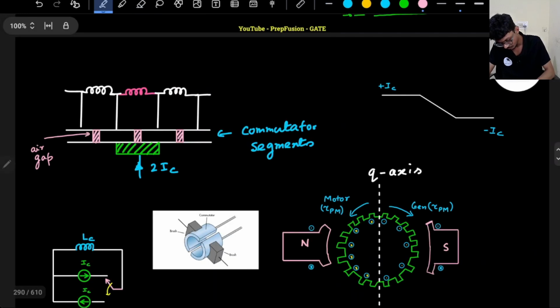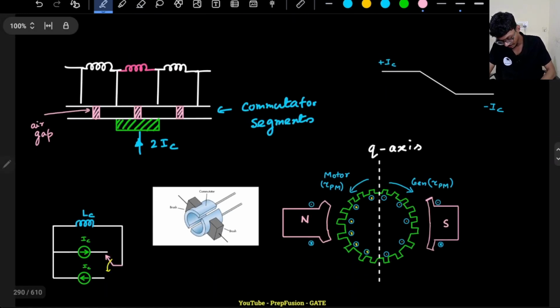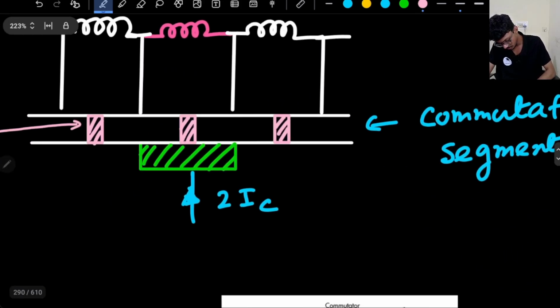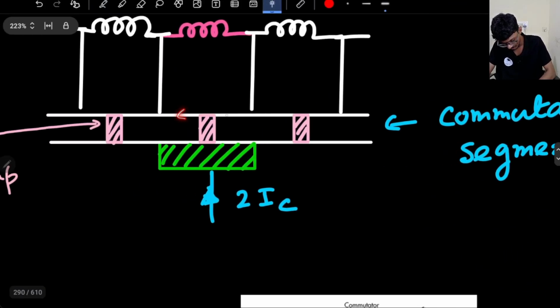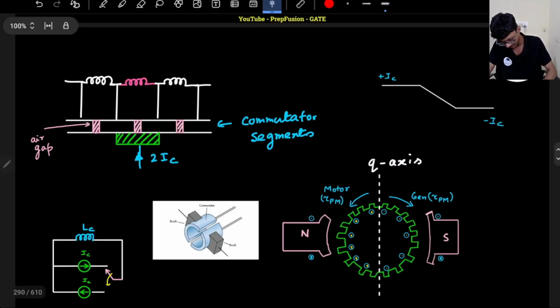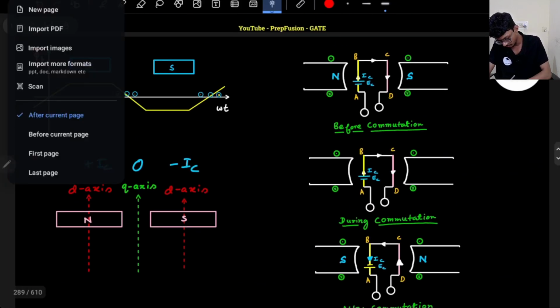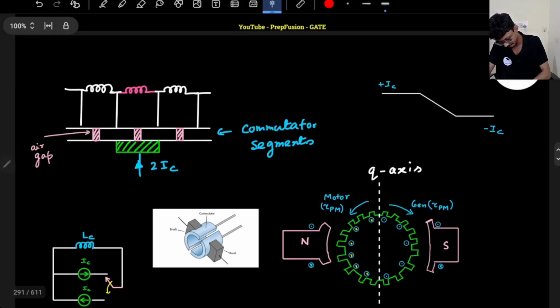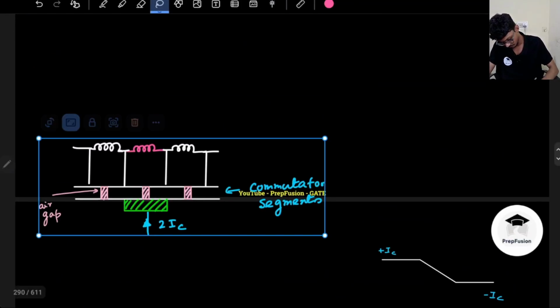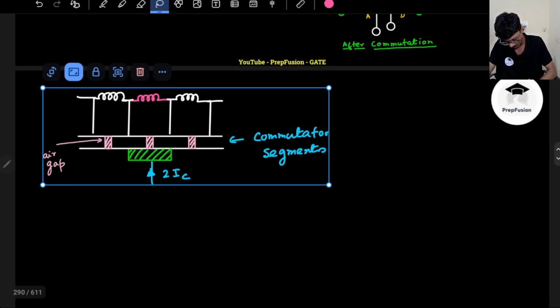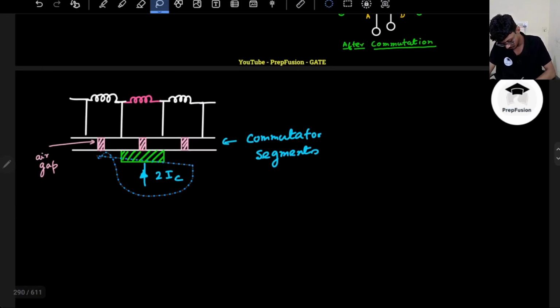Okay. So what is happening is that through here no current is flowing, because this is open circuited, right? So all of the IC current will flow through here. So I will just draw the diagram. What is happening? Because the brush will always take up 2 IC current.